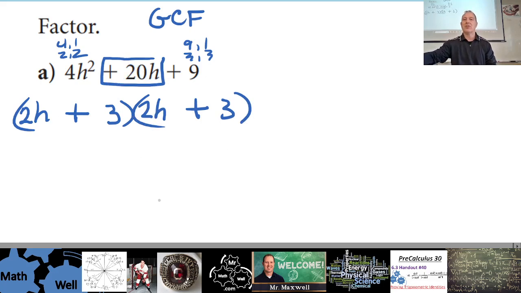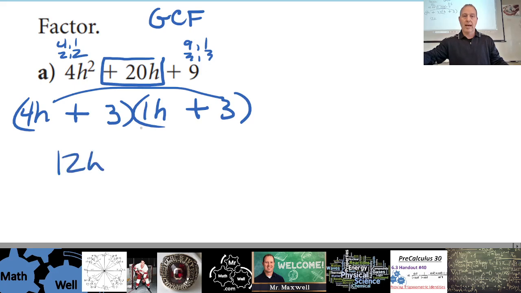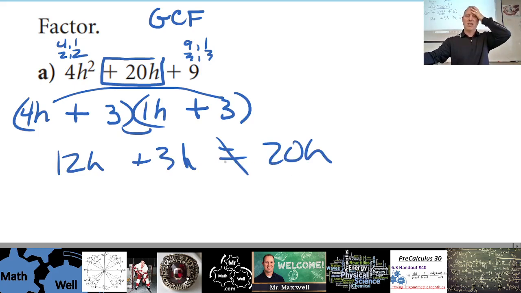So guess what? I have incorrectly guessed which numbers go where. Okay? Now, as you do more of these, you will get better at this, you'll get quicker at this. You could try, and I'm going to try 4 and 1 here. I'm going to leave the 3's. 4 and 1. Okay? So you might want to use a pencil with an eraser or whatever. Now, do a quick FOIL. What is this? 12h and 3h. Does that equal 20h? No. Okay, so that didn't work.